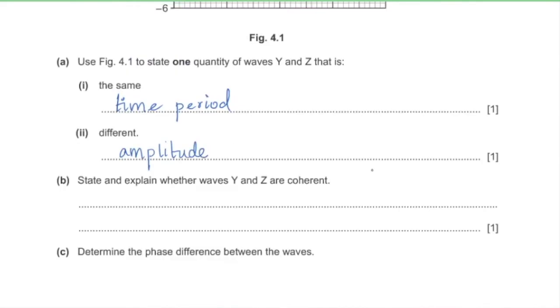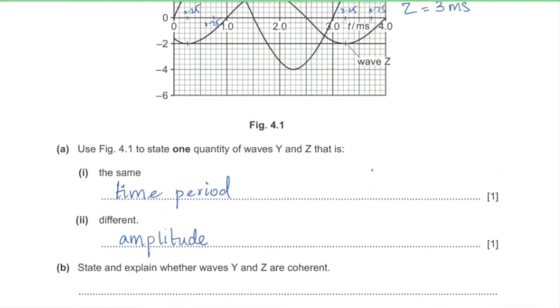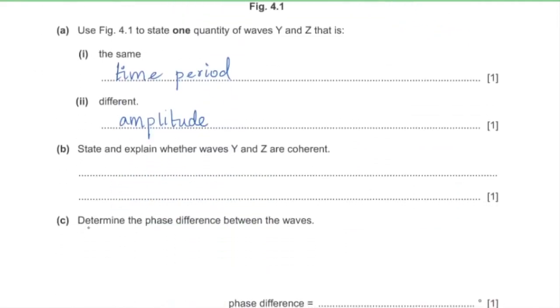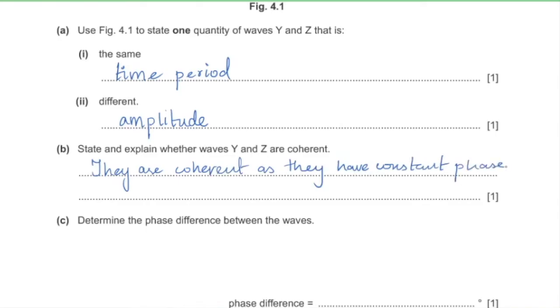Part B, state and explain whether waves y and z are coherent. So coherent waves have got constant phase difference, and I can see that they have also got one. So I can write yes, they're coherent, as they have constant phase difference.